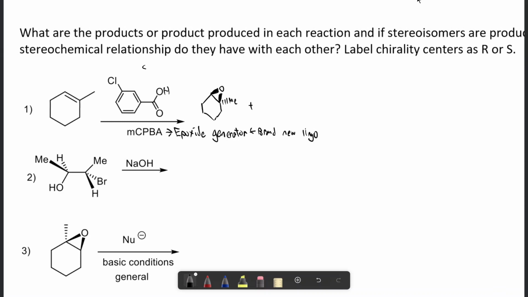Plus, remember this is a syn addition reaction, so we're going to attack from both faces, giving us this, and then this is going to be our methyl. So we get a pair of enantiomers.